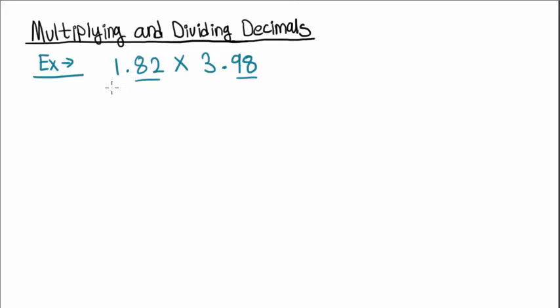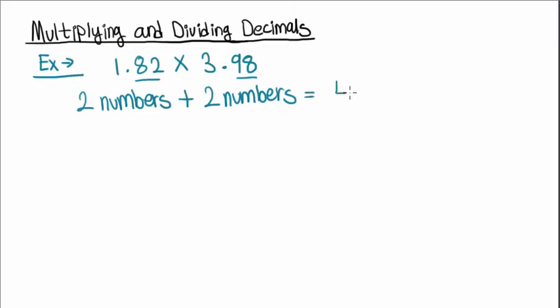In this case, the term 1.82 has two numbers after the decimal point. Similarly, the term 3.98 again has two numbers after the decimal point. So, my final answer of whatever the product of 1.82 and 3.98 is will have 2 plus 2 or 4 numbers after the decimal point. Now let's set up this problem over here without any decimal points.